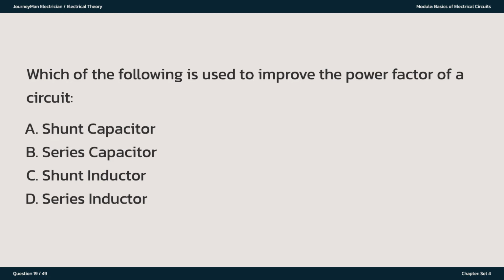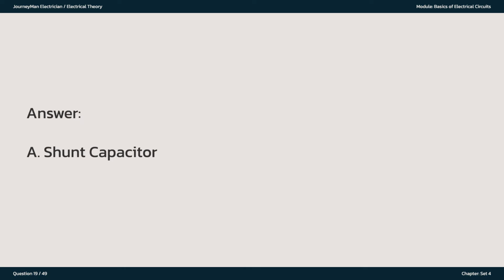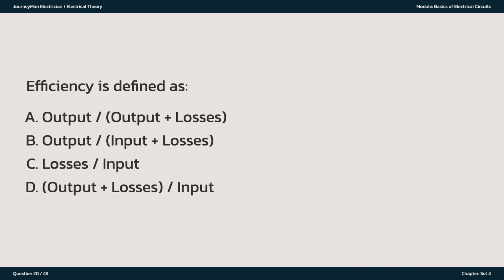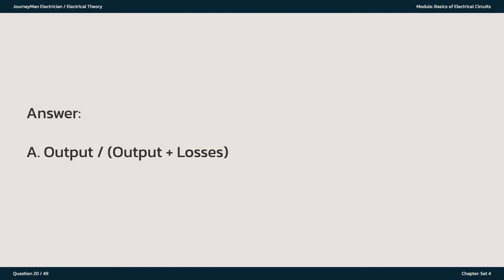Which of the following is used to improve the power factor of a circuit? A. Shunt capacitor. B. Series capacitor. C. Shunt inductor. D. Series inductor. The answer is A. Shunt capacitor. Efficiency is defined as A. Output, output plus losses. B. Output, input plus losses. C. Losses, input. D. Output plus losses, input. The answer is A. Output, output plus losses.